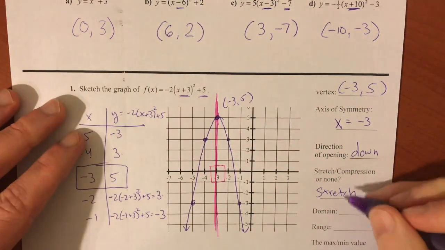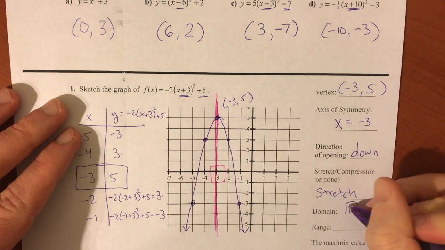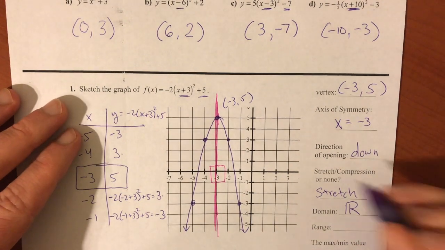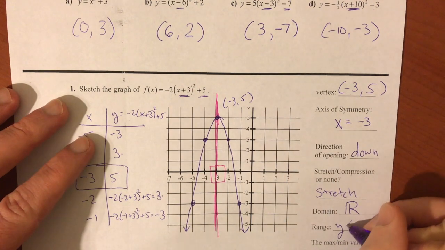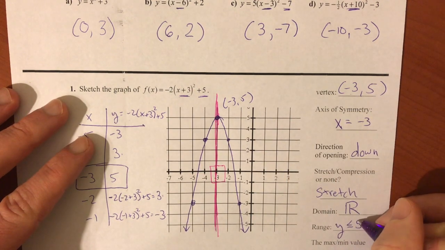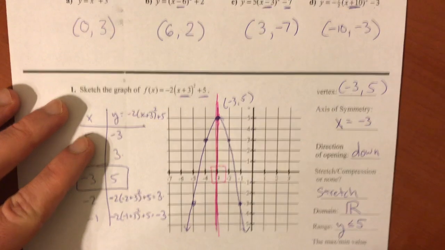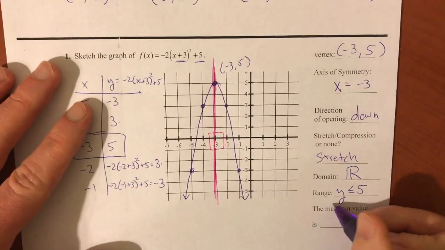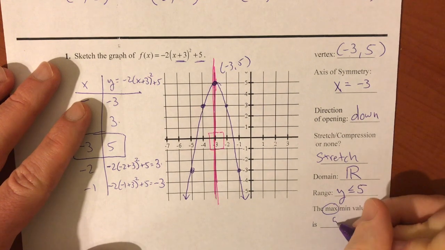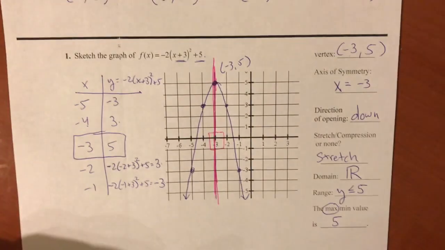It looks like somebody is stretching it, whereas a wider one looks like somebody is compressing it. The domain, all real numbers for all parabolas, and the range of this parabola, 5 is that greatest y value, so all the y values are less than or equal to 5, looking at the y coordinate of that vertex there. And the last question, we kind of already said it, the max value is 5. You're referring to the y value.